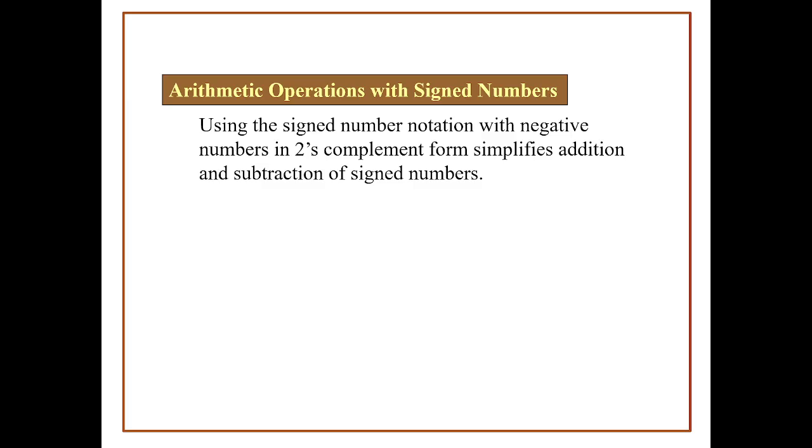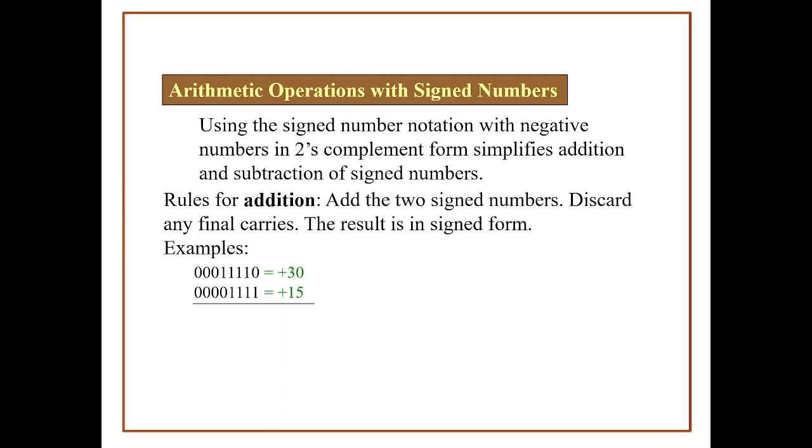Using the signed number notation with negative numbers in two's complement form simplifies addition and subtraction of signed numbers. Rules for addition: add two signed numbers and discard any final carries. The result is in signed form. Example here: 00011110 plus 00001111. If you add using addition, you get the final value, which is equal to 45.